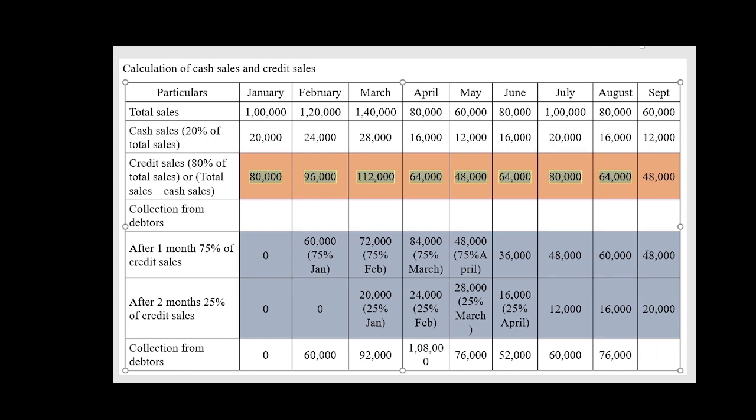For the month of August, it is 60,000 plus 16,000, so 76,000. For the month of September, 48,000 plus 20,000, so that comes to 68,000. So whatever figures we have over here is collection from debtors. I hope this is understood.